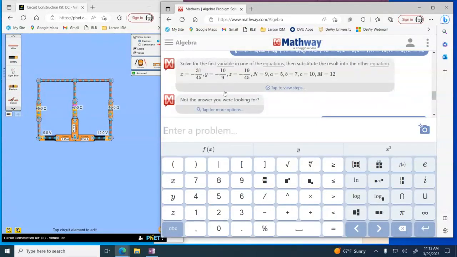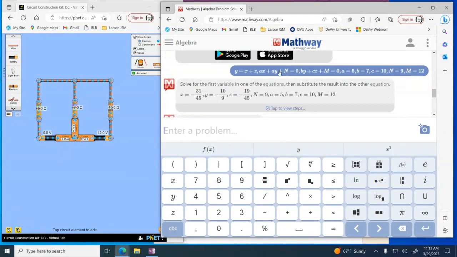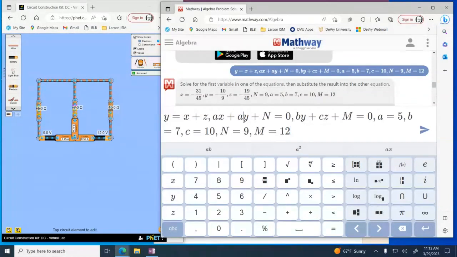I must have entered something wrong. Yeah, none of those are right. That's interesting. Must have done my, oh, there it is. I got a wrong coefficient. So A's are on X, B's are on Y, C are on Z.